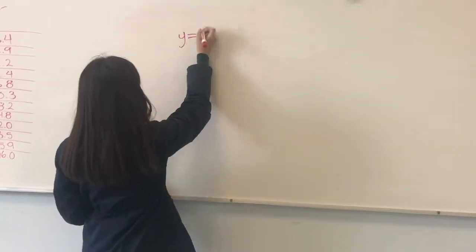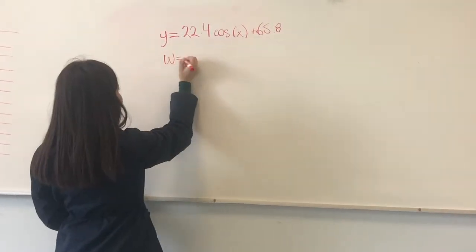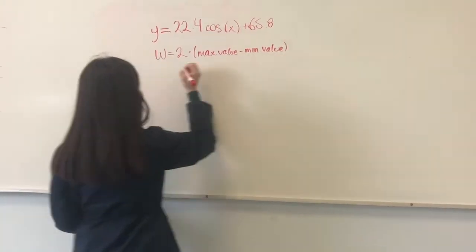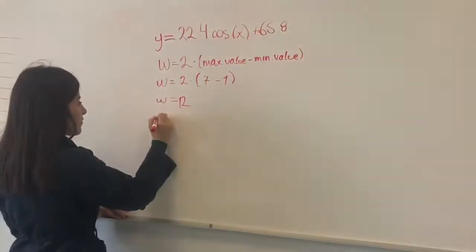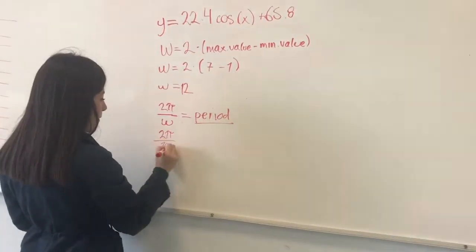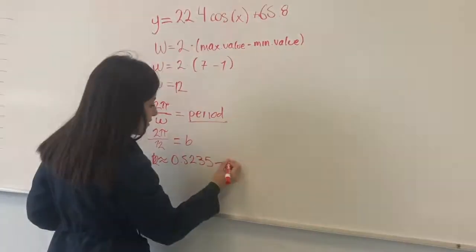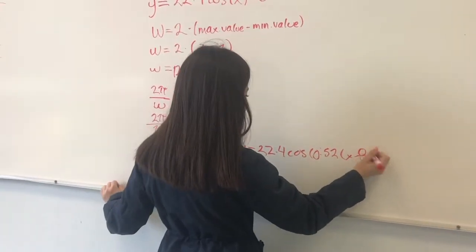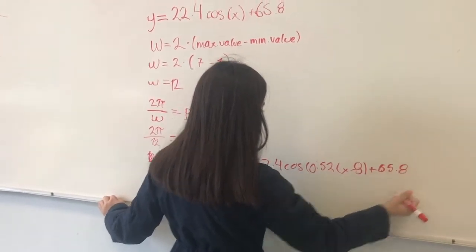To find b, we need to do the next procedure, where w equals 2 times the maximum value 7 minus the minimum value 1, which is w equals 2 times 6, resulting in 12. We know that 2 pi over w equals the period, then dividing 2 pi over 12 equals b, which is pi over 6, resulting in 0.523, and then our function ends up being y equals 22.4 cosine of 0.53 times x minus 8 plus 65.8.